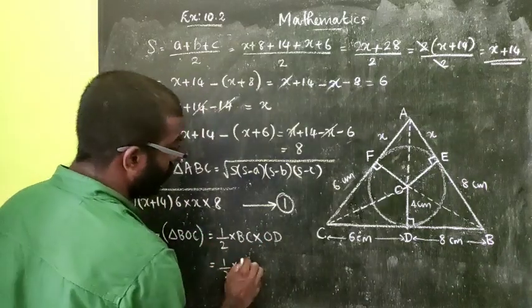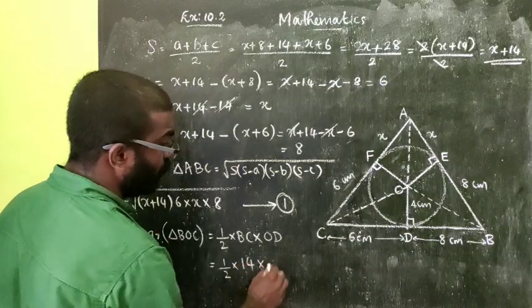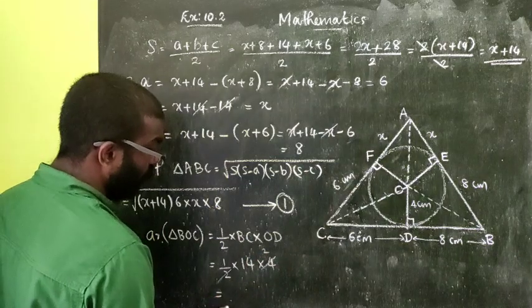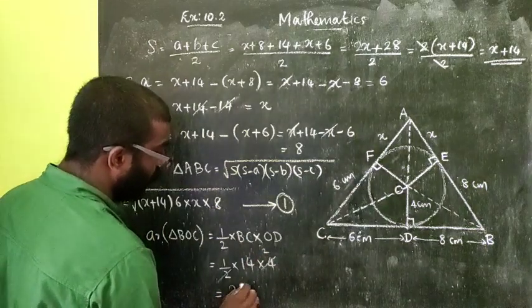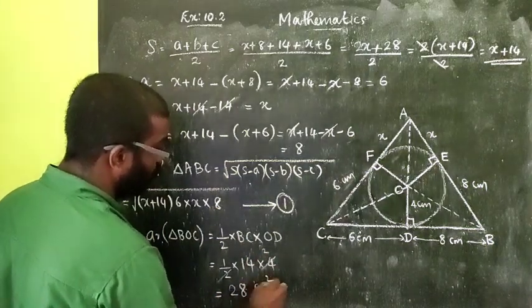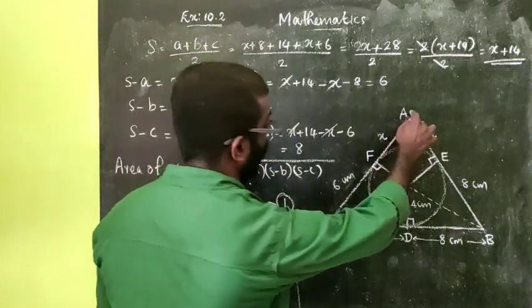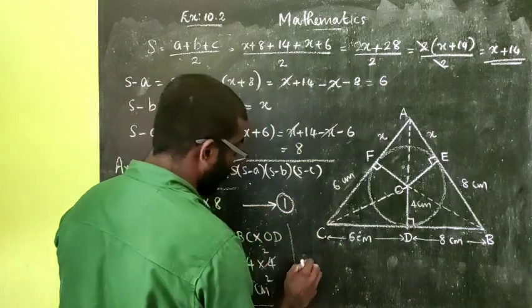Half into BC is 14, and OD, the radius, is 4. We can cancel these two. 14 into 2 is 28, so 28 centimeter square. Okay. Similarly, we can find the area of triangle AOB.